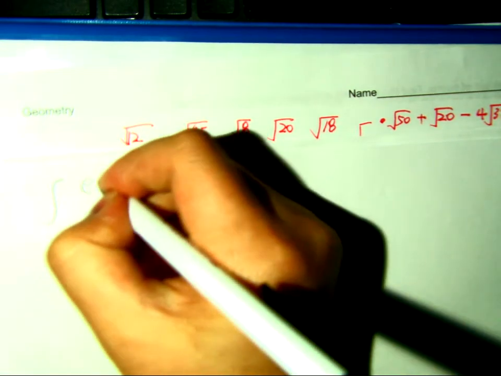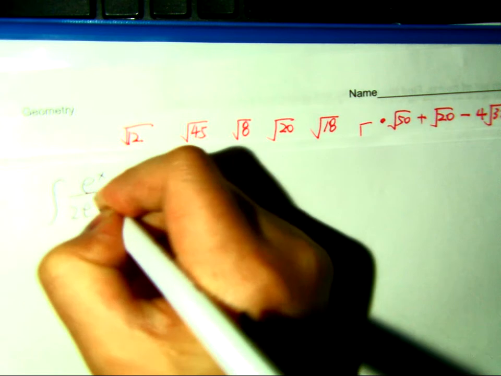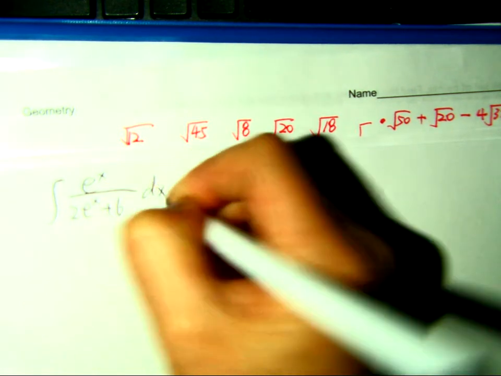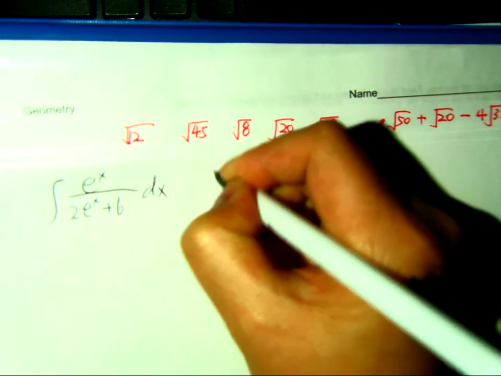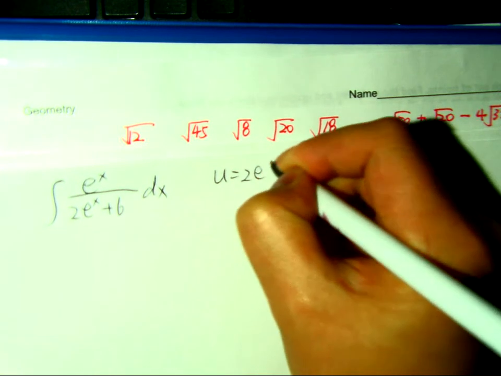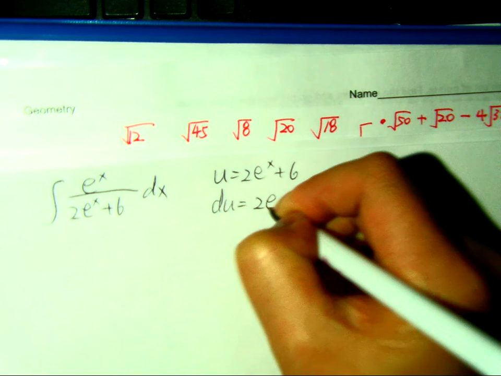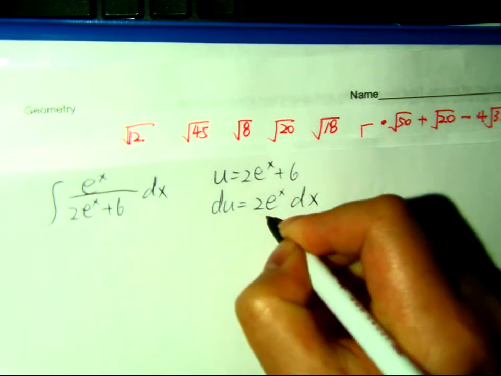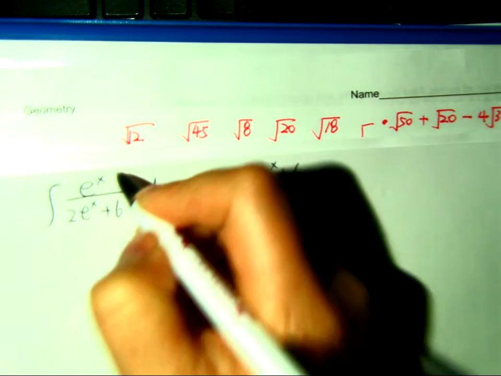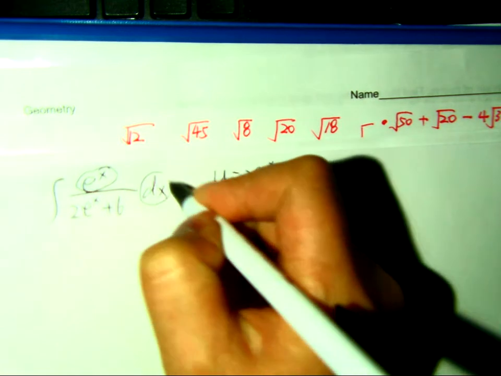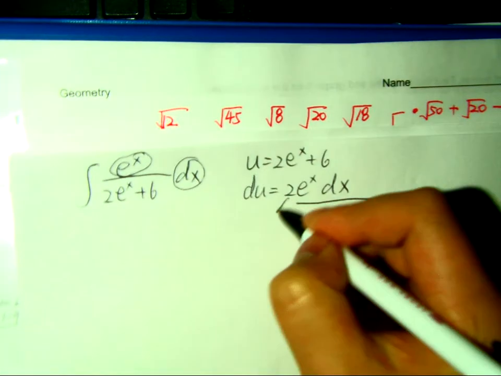Integral of e^x over 2e^x plus 6. We do u substitution. u is 2e^x plus 6. So du will be 2e^x dx. And the e^x dx will cancel this e^x dx, and we still have a 2 here.